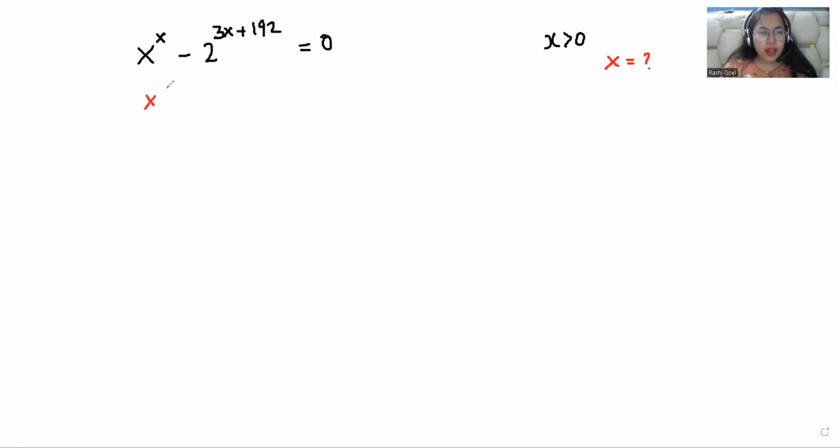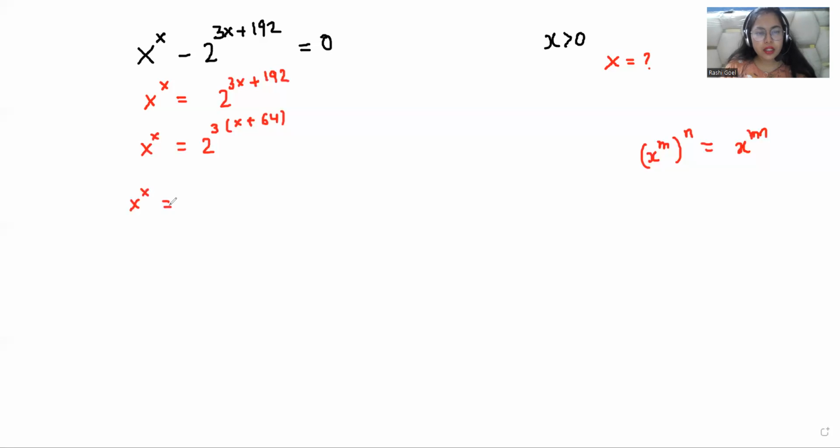So x^x, if I take the other term to the other side, is 2^(3x+192). Now, x^x is equal to 2 to the power, if I take 3 common from the power, then x + 64 is left. From the exponent rule, (a^m)^n is equal to a^(mn). So if I apply this rule, then x^x is equal to 2 whole power 3, to the power x + 64.